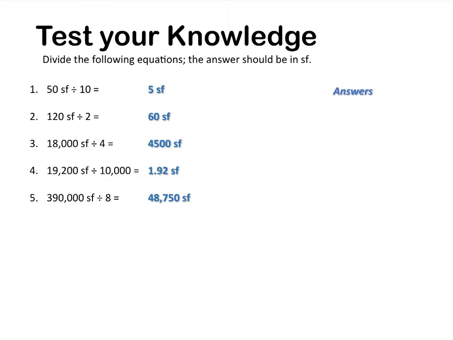To review the answers, we have 50 square feet divided by 10 gives you 5 square feet. 120 square feet divided by 2 equals 60 square feet. 18,000 square feet divided by 4 equals 4,500 square feet. 19,200 square feet divided by 10,000 equals 1.92 square feet. 390,000 divided by 8 equals 48,750 square feet.